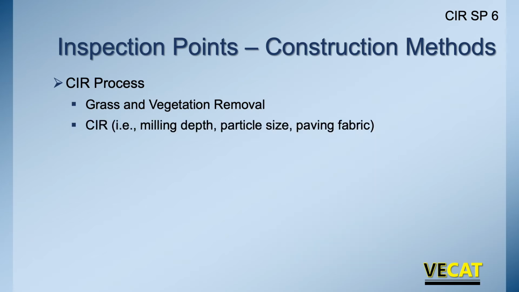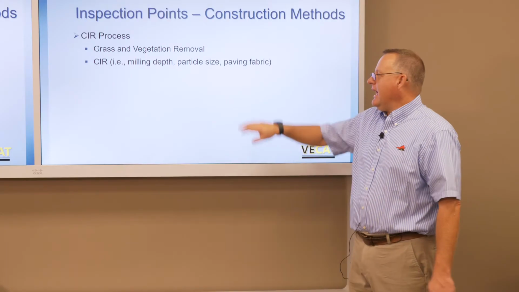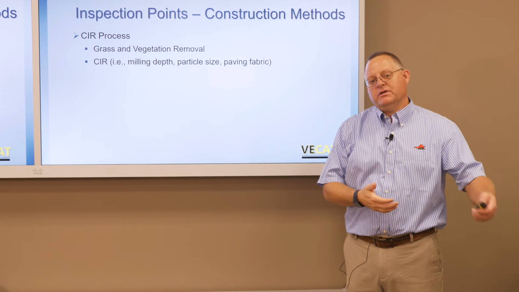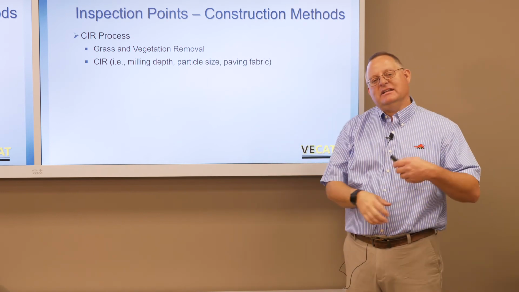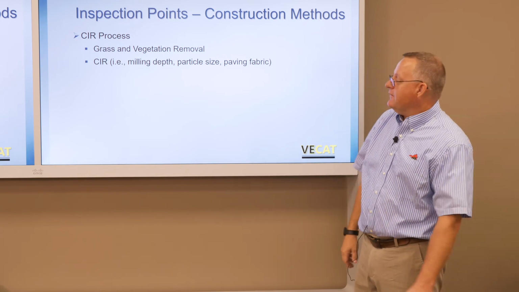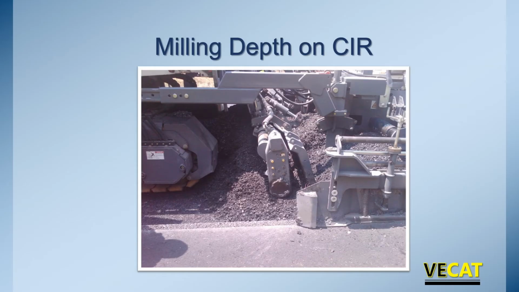With the cold in place, we're checking milling depth, 4 inches, 5 inches, 3 inches, whatever is set up in the contract. We're checking particle size. So remember, when that pulverization goes through, we're going to do a dry sieve, make sure nothing's greater than 1.5 inches. And if there's paving fabric encountered, we're getting that removed. Ideally, this is checked even before we set the project up, so we're aware: is there any paving fabric out there and is it causing any problems in the overall CIR process?